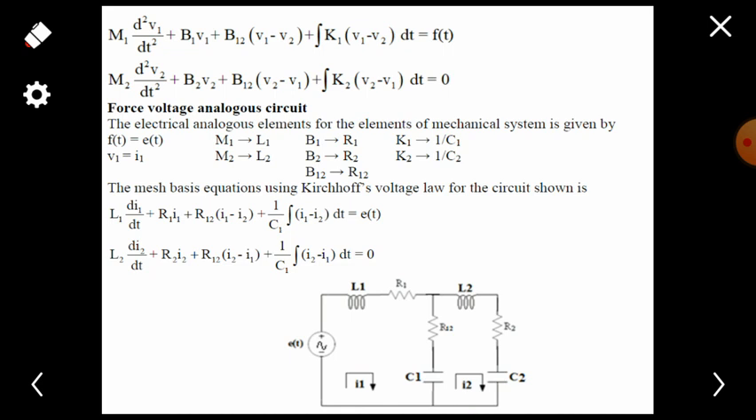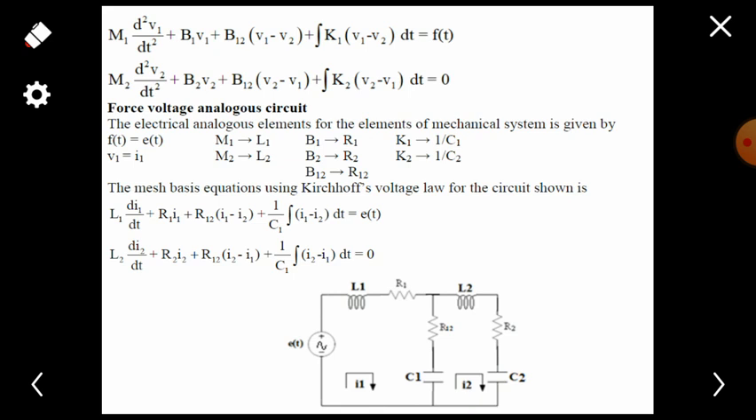The mesh based equation using the Kirchhoff voltage law for the circuit is shown here. This circuit is drawn by converting the values using the force voltage analogous values. That is, we have to change these values in terms of this electrical element here. After that, we are getting L1 into di1 divided by dt plus R1 into I1 plus R12 into I1 minus of I2 plus 1 by C1 into integral of I1 minus of I2 into dt equal E of t.